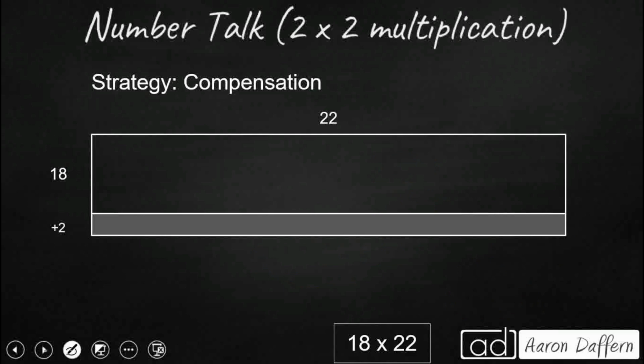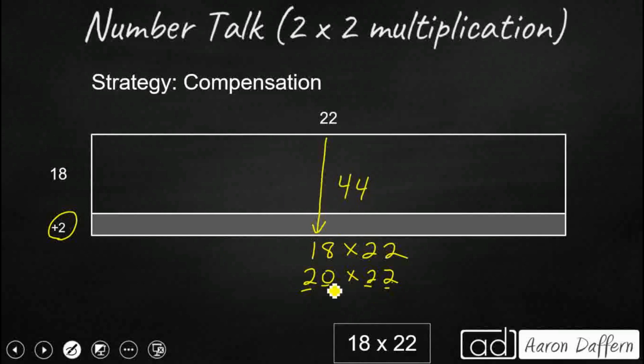We did compensation a little bit to do some adding, but compensation also works when we're doing the multiplication. So 18 times 22 is a bit much. But what if we looked at that 18 and said, you know what, let's just add 2, and make it 20 times 22. Well, that's a little bit easier. So 20 times 22, we're going to take our 22 multiplied by 2, that's going to be 44. So this whole thing is 44 with a 0, that's 440.